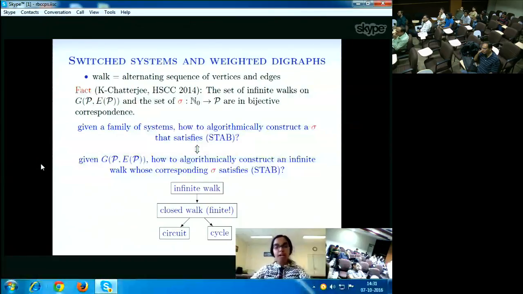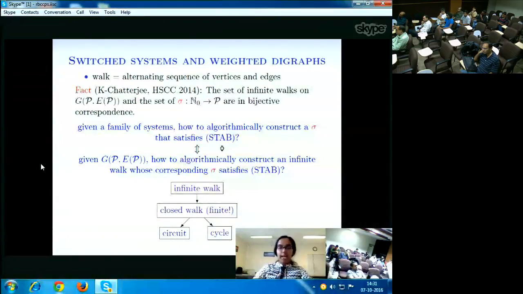What we will do is, on a given weighted directed graph G, we will algorithmically construct a circuit or a cycle that satisfies a certain condition, and then we will repeat this circuit or the cycle to generate an infinite loop, and the switching signal corresponding to this infinite loop will satisfy our stability condition.